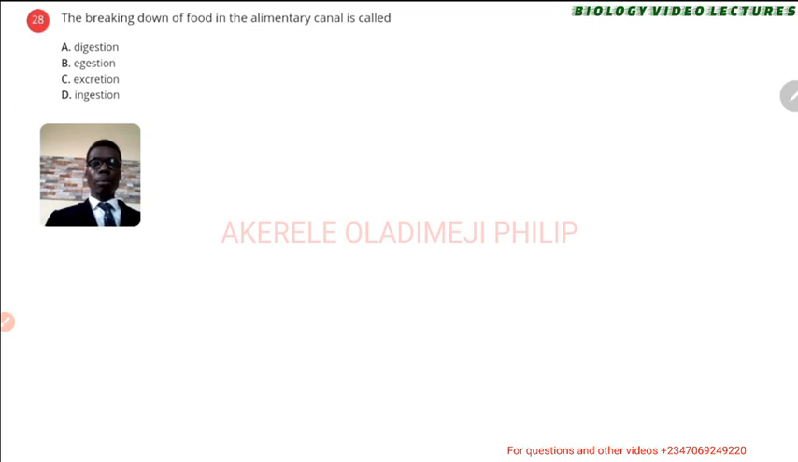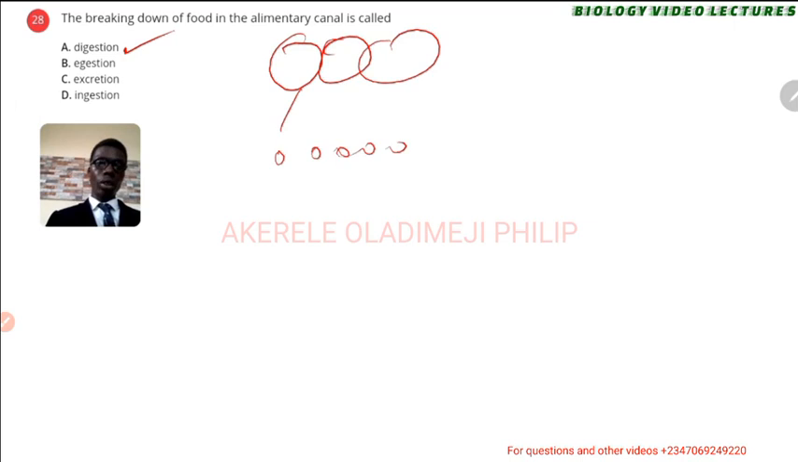The breaking down of food in the alimentary canal is called digestion. When you break down food from complex structures into simpler ones, that's called digestion. Egestion is removal of undigested food substances. Excretion is removal of metabolic waste product. Ingestion is the eating, like swallowing of food, basically that way.